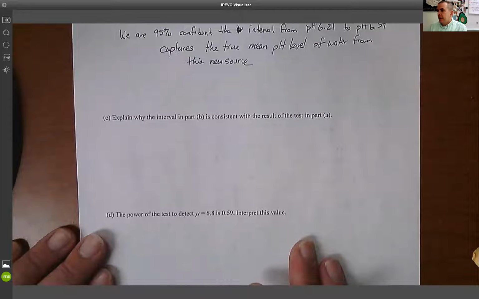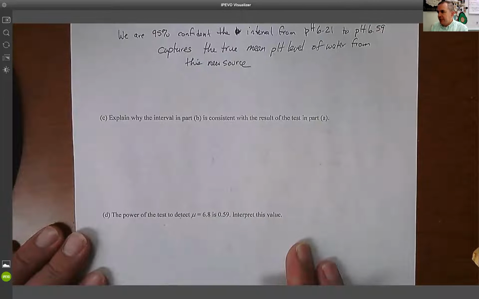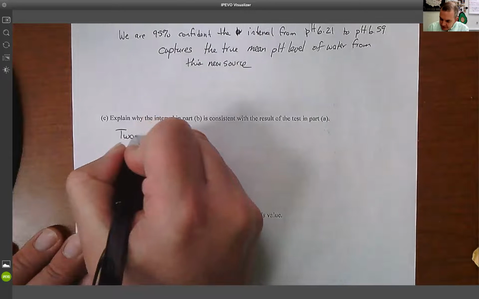Part C, explain why the interval in part B is consistent with the result in part A. Well, here's the thing. We did a two-sided test.